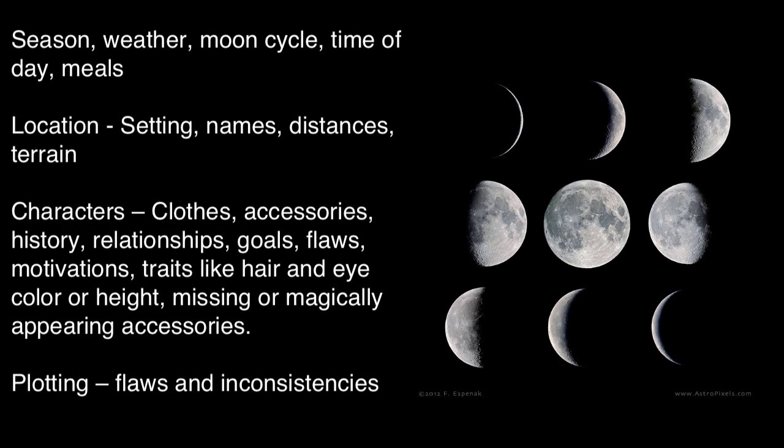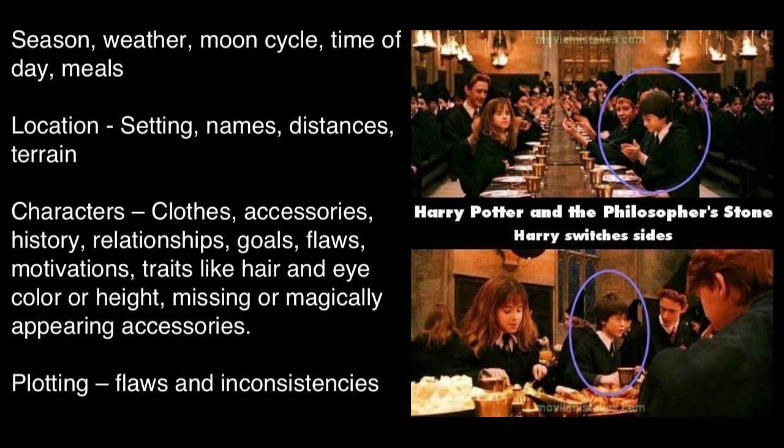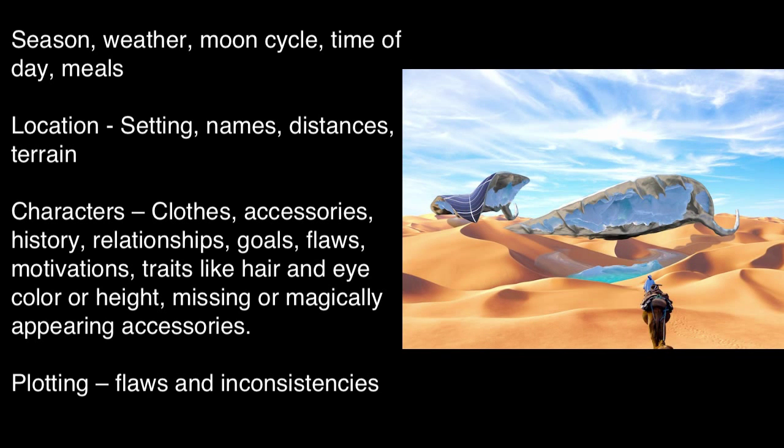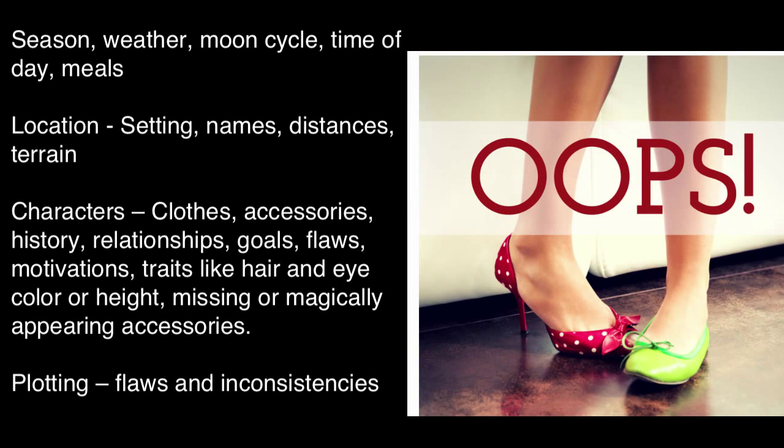Continuity errors fall under a few different categories. I see them a lot with seasons, what the weather's doing, moon cycles, time of day can be a problem, meals, what we've eaten, if we're hungry, if we're not hungry, if we've gone a week without any food. Locations, settings, the names of places, distances between cities or towns, the actual terrain. Characters is a huge one too.